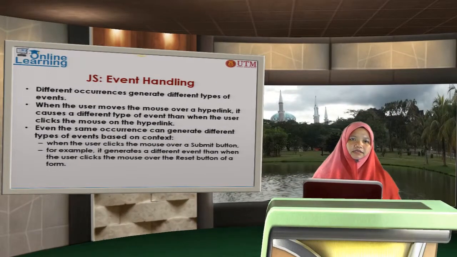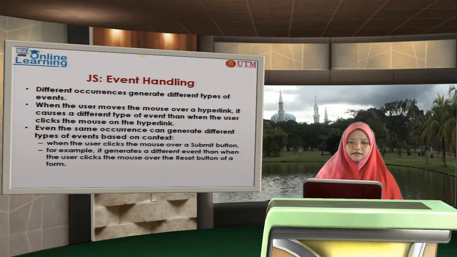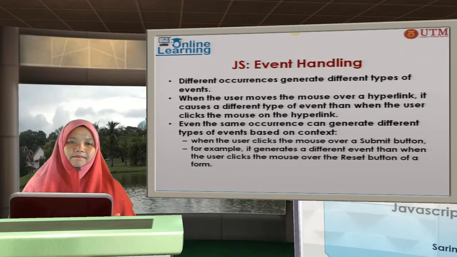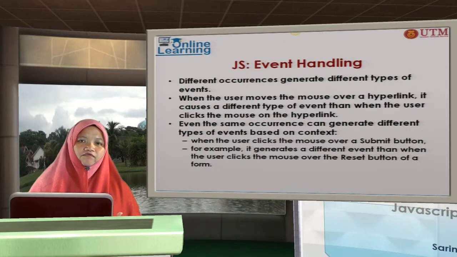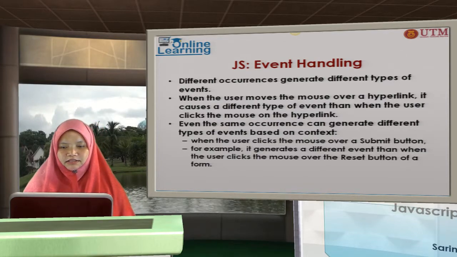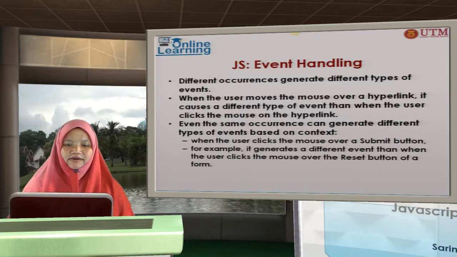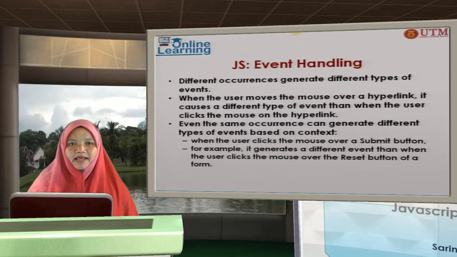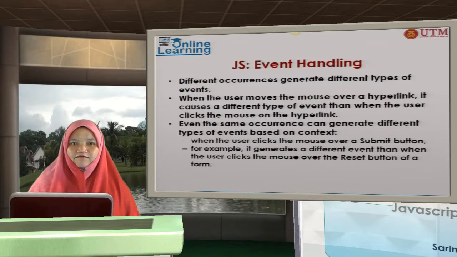Okay, so different occurrences will generate different types of events if you apply event handling. For example here, when the user moves the mouse over a hyperlink, you can see it will be different from when the user clicks the mouse on the hyperlink. You can see the different color of it, for example.